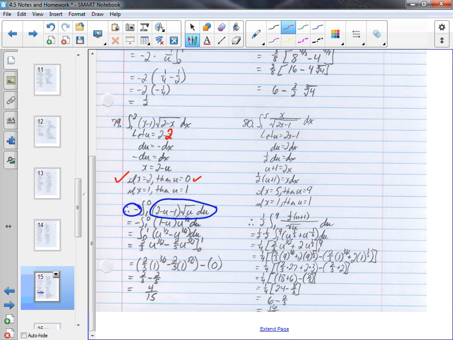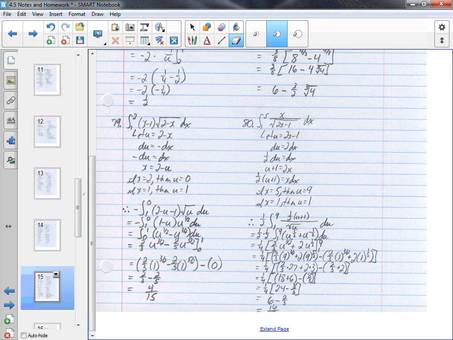Then I look at the lower limit of integration. If x equals 1, then what does u equal? Well, if x equals 1, u equals 2 minus 1, so u equals 1. So my upper limit of integration is now 0. My lower limit of integration is now 1. When I put all of that together, I get this.